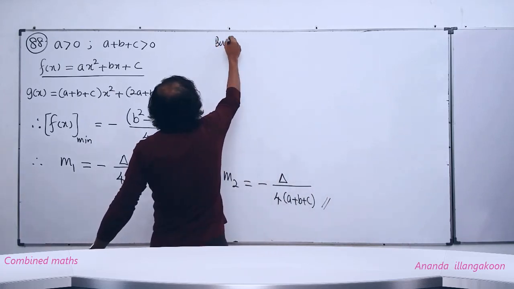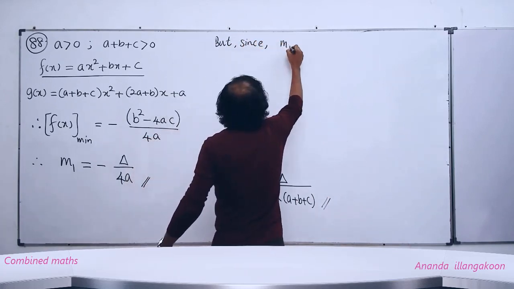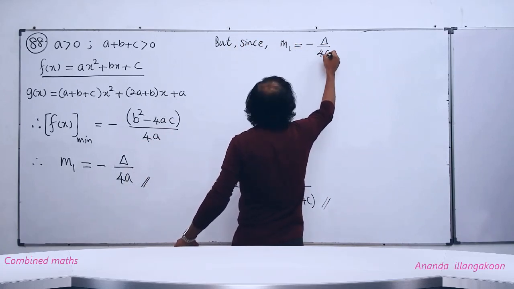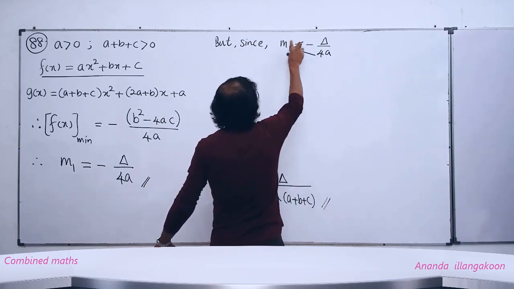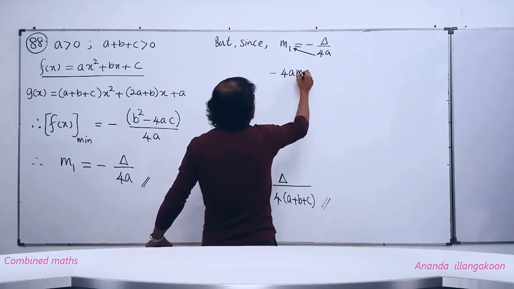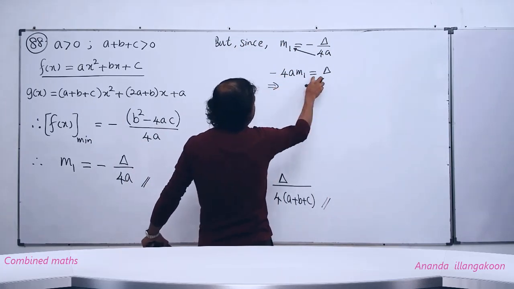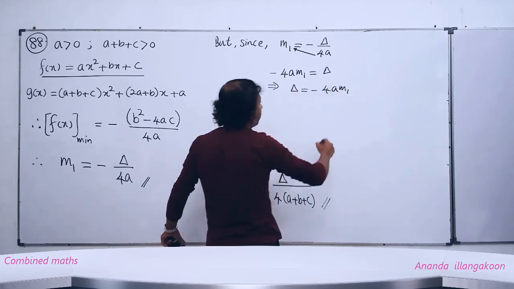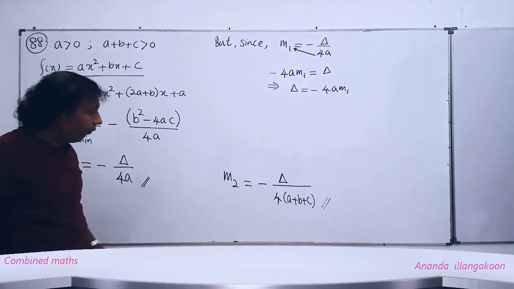Now we can write, but since m1 equals minus delta upon 4a, you can use this as a cross multiplication and multiply both sides by minus sign. Minus 4a m1 equals delta. This gives us delta equals minus 4a m1. Okay. Now we'll substitute that pair here.